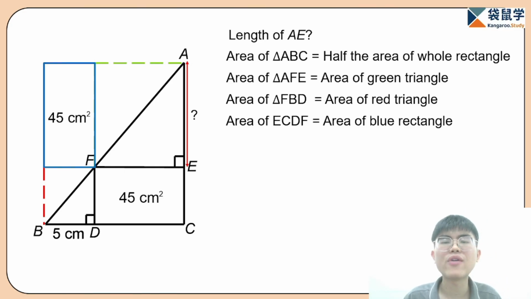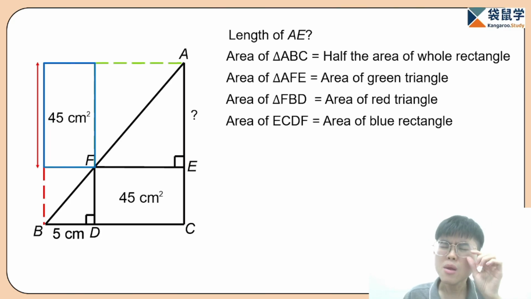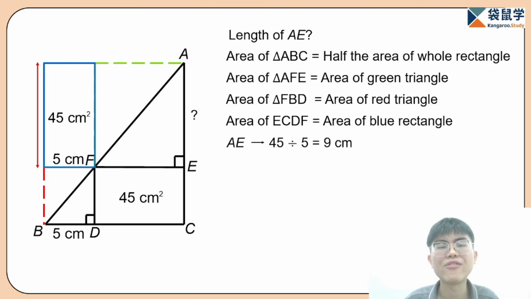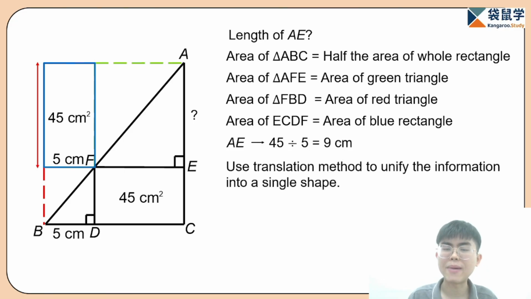Now the length of the rectangle is the same as the length of what we are finding here, which is AE. But do we know the width of the rectangle? It is also given here, which is 5 centimeters. So to find AE, we just use 45 divided by 5 and we get 9 centimeters. So in this example, we tried to find the length of AE, but with the information given we are not able to calculate AE directly. So what we do is draw the other half of the triangle, using the half model to construct the figure. Then we use the translation method to unify the information given into a single shape.